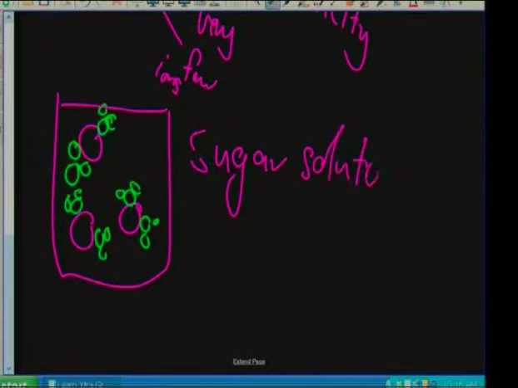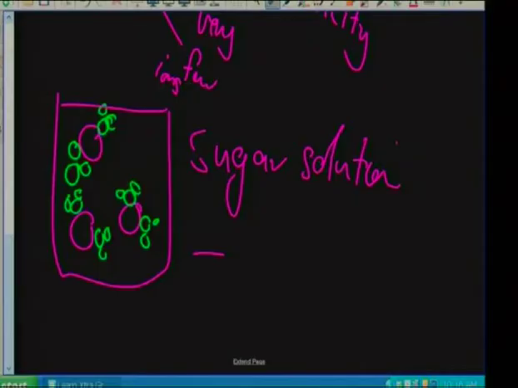And what can we say? If we test it, we put some electrodes into it, we're not going to find this being able to conduct. It doesn't have ions. It's not able to conduct. So there are no ions or very few ions, and so it's a poor conductor.